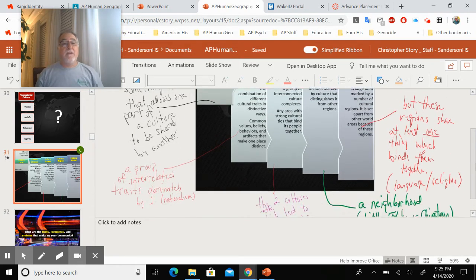A cultural realm can have multiple cultures in it, but there's one thing that ties them together, whether it be a language or a religion. I'm sure there are others.